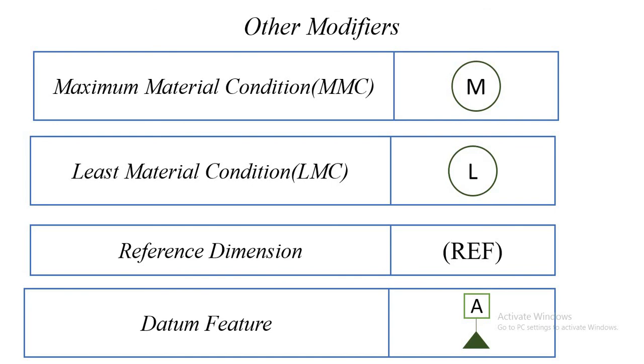Here are few other modifiers which can be used to mention the details in the drawing. The letter M can be used for maximum material condition. The letter L can be used for least material conditions. REF in brackets can be used for reference dimensions, and the datum plane should be referred by using the following symbolic representation.